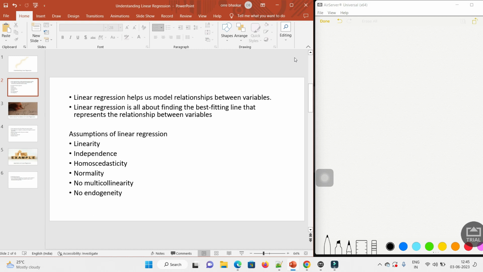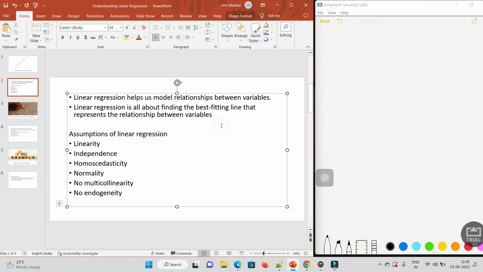Okay, in this section, we will journey into the world of simple linear regression and multiple linear regression. We will explore how these variations allow us to model different scenarios and uncover deeper insights. Okay, next.